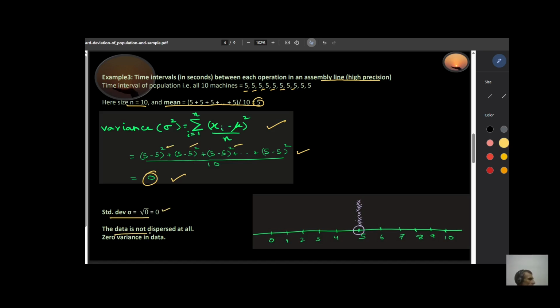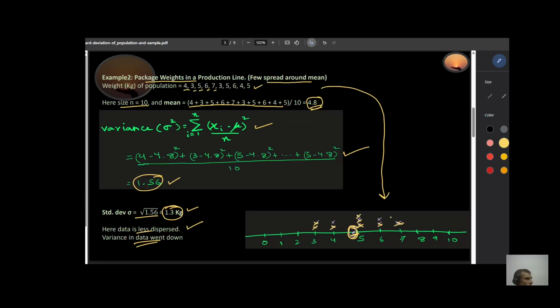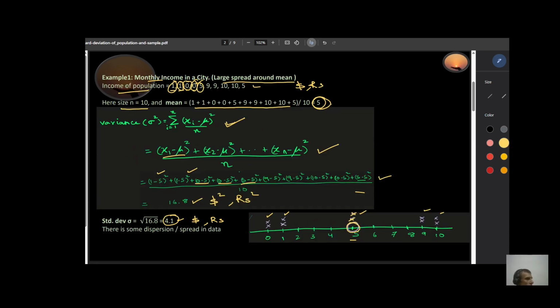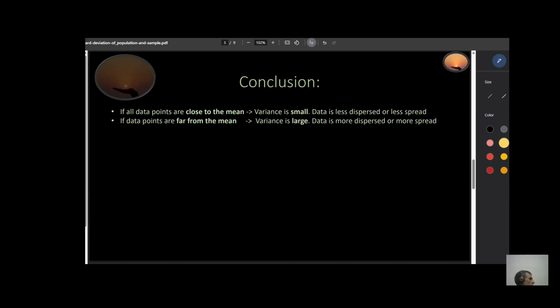The data is not dispersed at all. 0 variance in the data, and you can see that all my data is 5, 5, 5. If you look at this one, 0 variance, there is no spread of the data. Come back to this over here, some variance, right? There is some spread of the data around the mean value. Go to the previous slide, the first one, and as you can see, there was a large spread in the data. So this is how variance actually works. It computes the spread in your data.